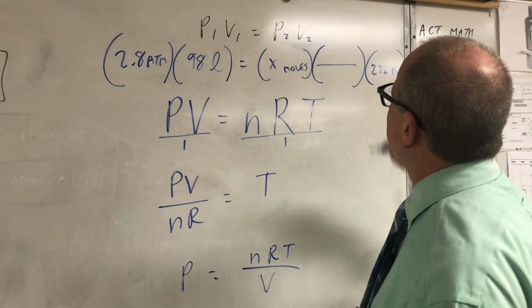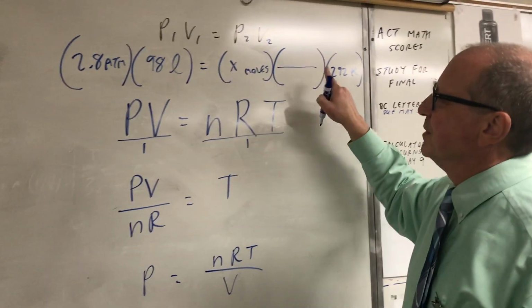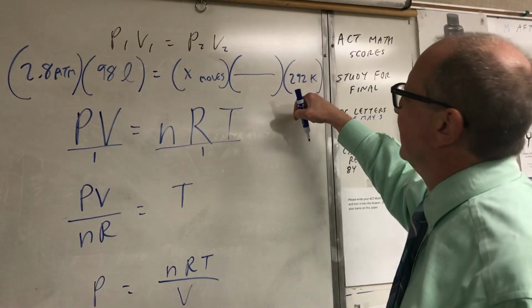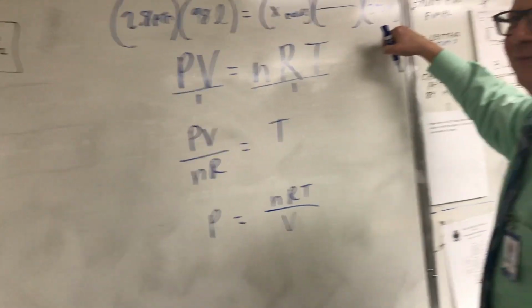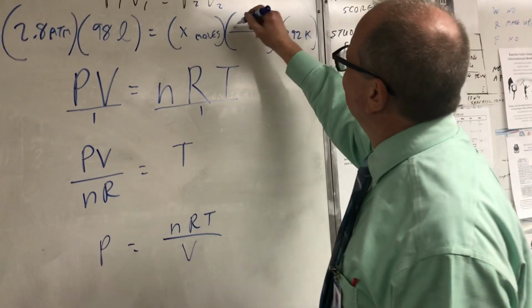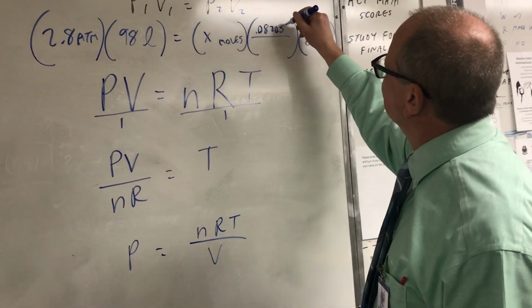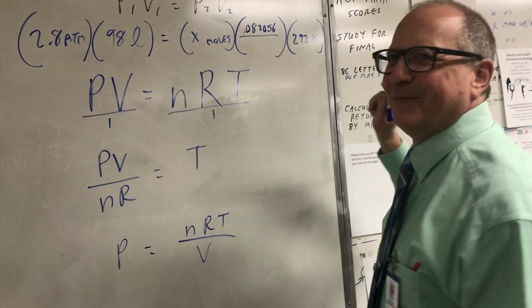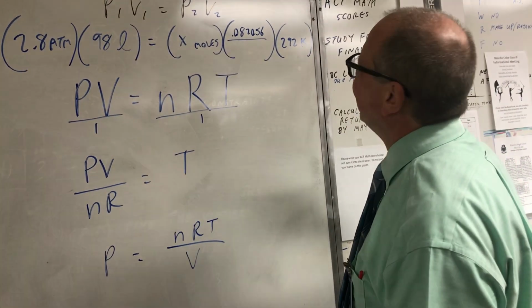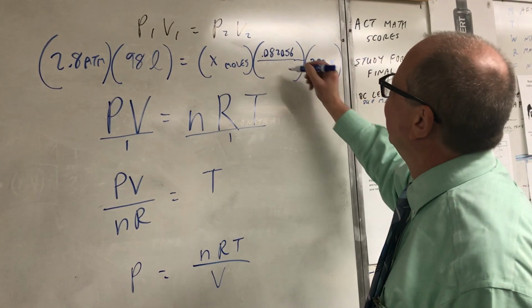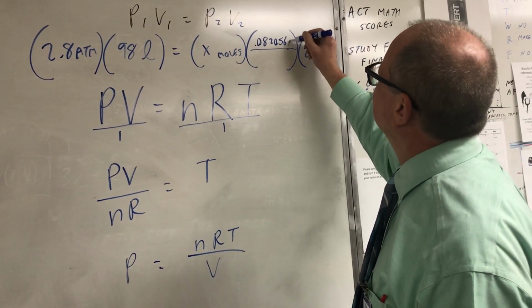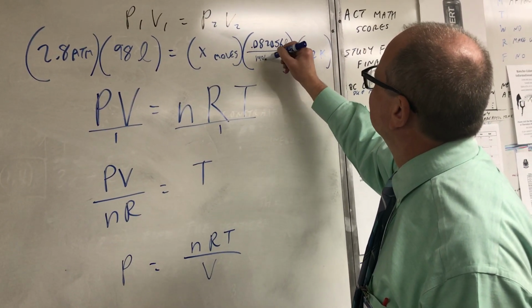Mm-hmm. And then this one you'd have to know specifically for atmosphere liters Kelvin. We have a constant for you, 0.08206. We do have a constant that involves that. Now what are the units? You just said them earlier. It'd be liters atmospheres over moles Kelvin.